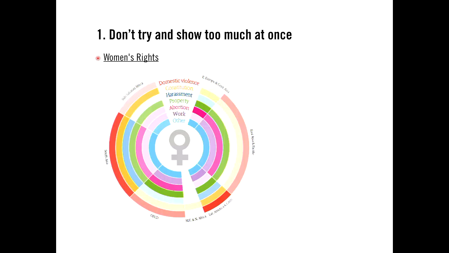So the first one is don't try and show too much information at once. And I think this is true actually in almost all forms of imparting information. If you look at the average PowerPoint slide deck, the average number of words is too much. If you want people to understand what you're saying, don't put more than about 30 words on a slide. And the same is true for visual information.